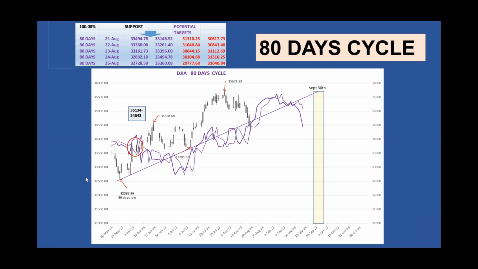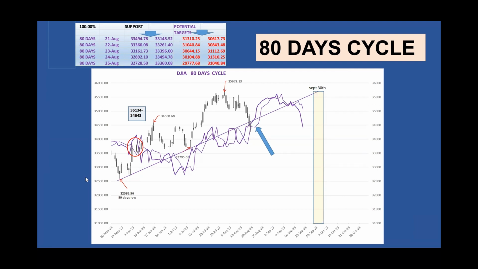For example, on August 21st, one cycle line is at 33,494 and the second at 33,148. And if the market crosses below those two lines on this day, then the potential target zone will be between 31,300 and 30,617. To have a valid signal for the potential target, the midpoint has to cross both lines.